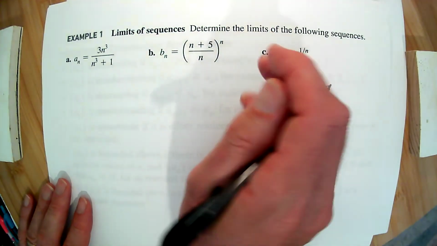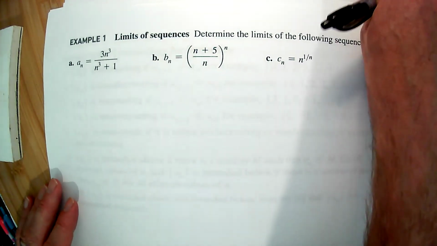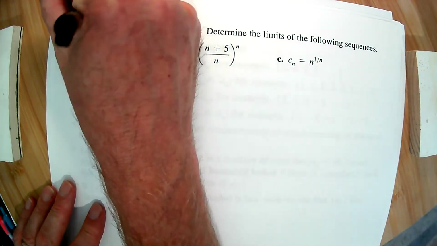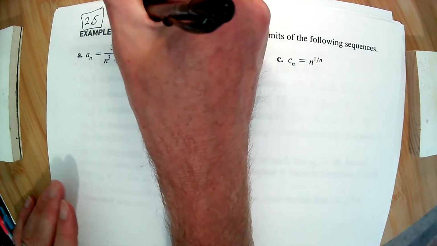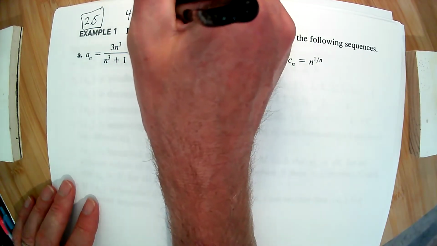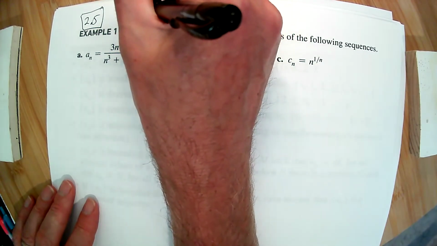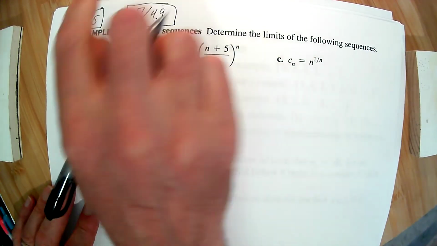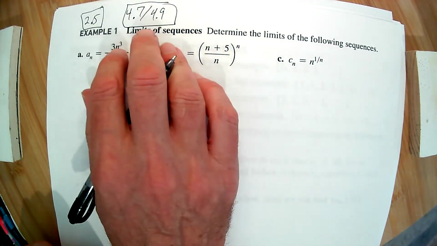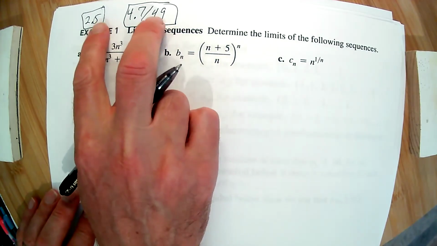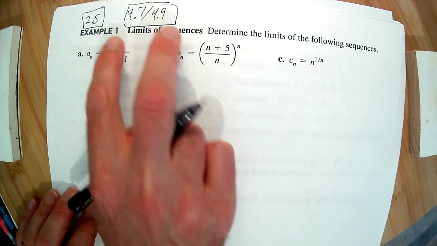If you look at some earlier sections in our book, I believe section 2.5 on limits at infinity, and then our section on L'Hopital's rule, which I think was 4.7 or 4.9, whichever one of those is L'Hopital's rule. These are two really important sections to go back and review to think about limits of sequences, because they're just limits of functions at infinity.